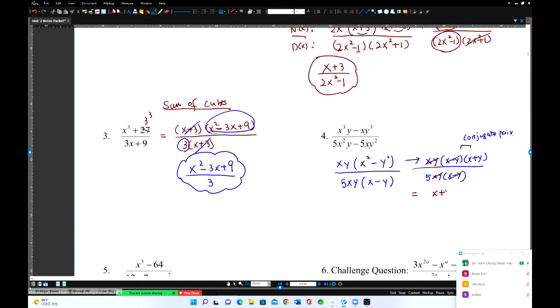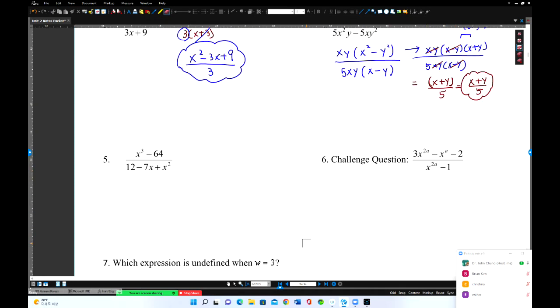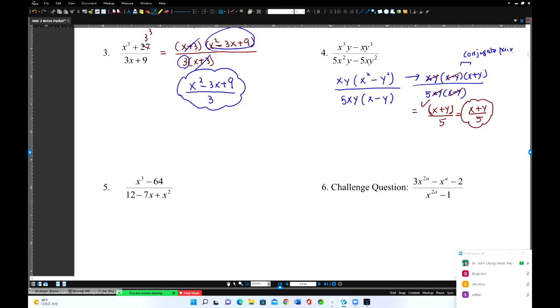Finally, we got the numerator x plus y over 5. When you have only one factor, we don't have to write the parentheses. Just x plus y over 5 is okay. Writing the parentheses is okay too, but our mathematical rule is that if we have one factor, you don't use parentheses. Better follow the mathematical rule, so use this one.